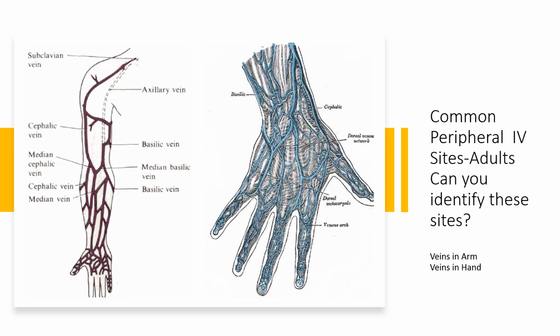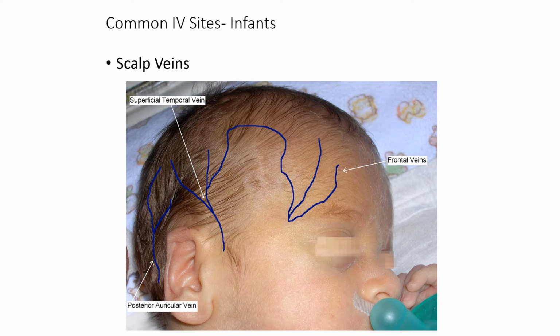The best sites to use for IVs in patients: a cephalic vein is better due to natural splinting of the bones of the forearm, and the dorsal metacarpal vein in the hand, again because of the natural splinting as well. In infants, common IV sites would be the scalp veins, and you could see here the posterior auricular vein, the superficial temporal vein, and the frontal vein.